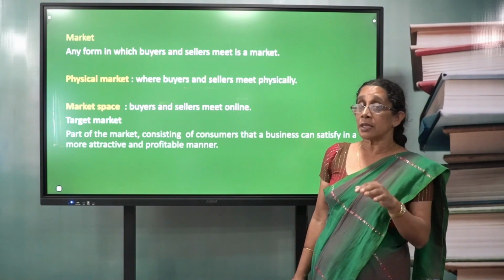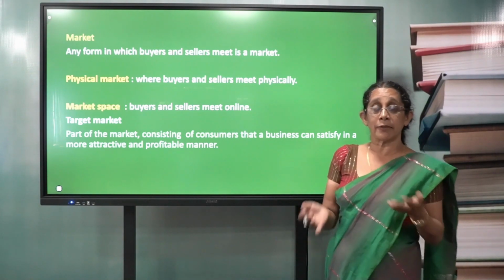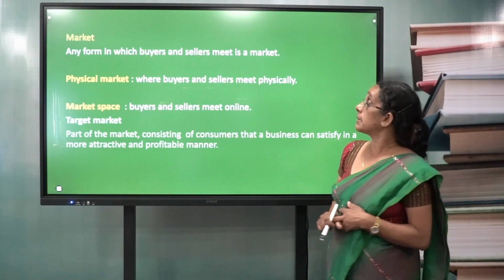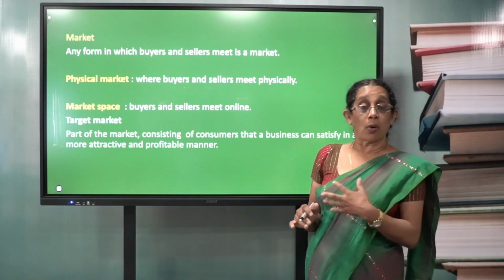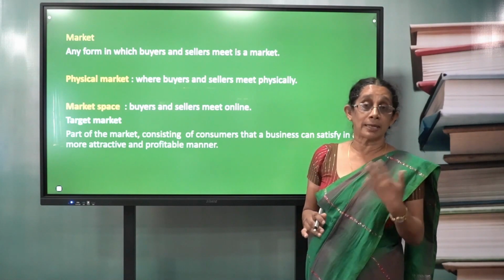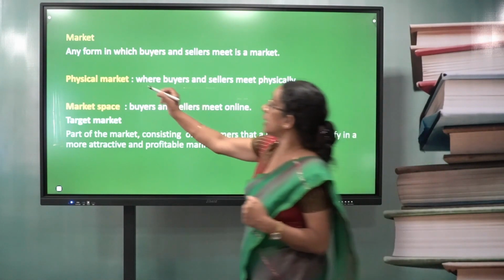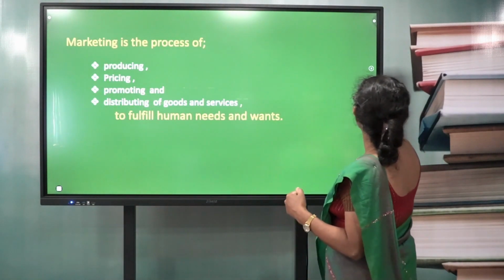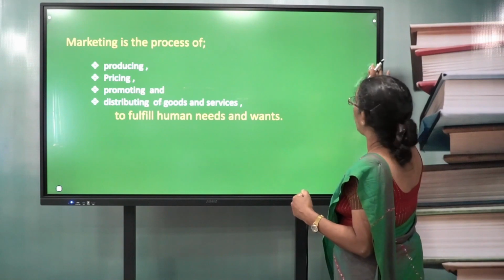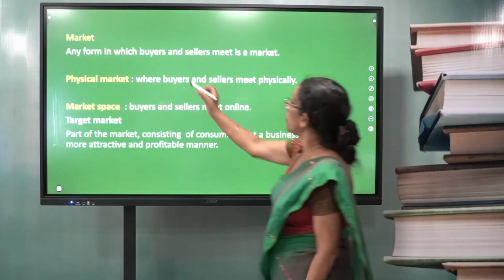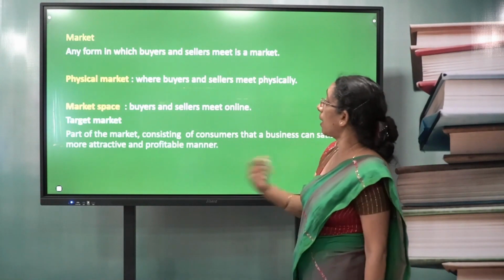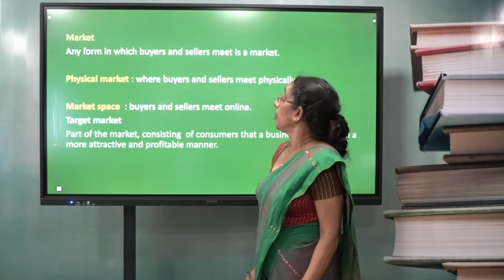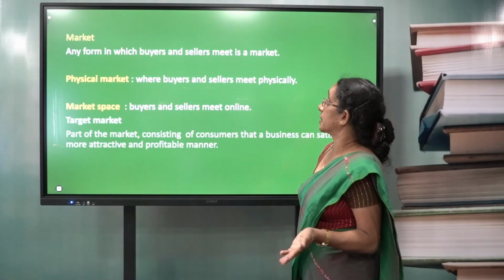That is a marketplace. But with the development of e-businesses and e-commerce, there is now online buying and selling. So we can say any form, rather than any place, in which buyers and sellers meet. Therefore, in a market, buyers and sellers meet and they buy and sell goods and services.